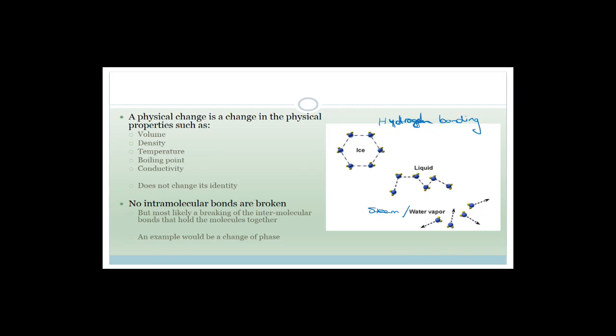So if you look at this, you can see that you've got your hydrogen bonding, which occurs in your ice. So what you're seeing here is three phases of your water. You've got ice, you've got liquid, and you've got water vapor. You will notice that there's no intramolecular bonds broken. The water molecules remain water molecules in all three phases.